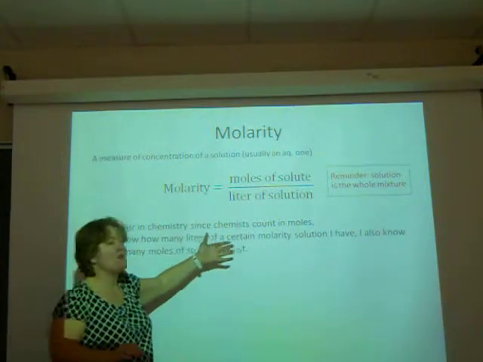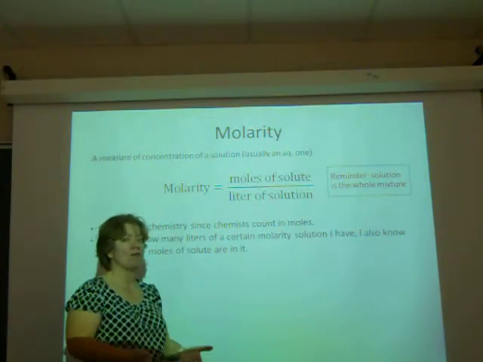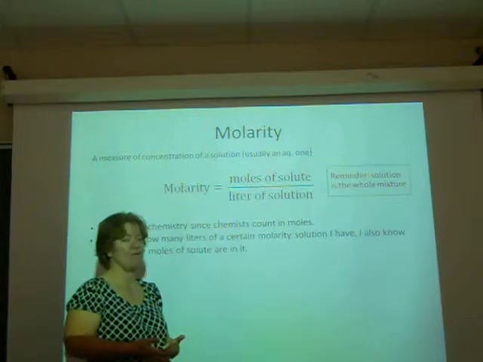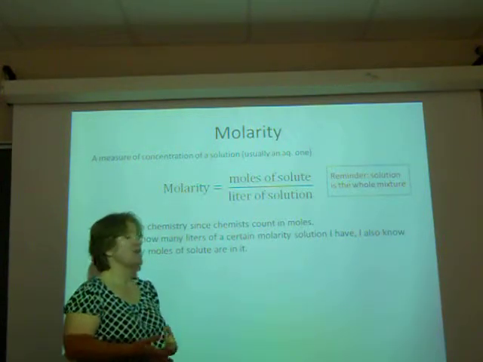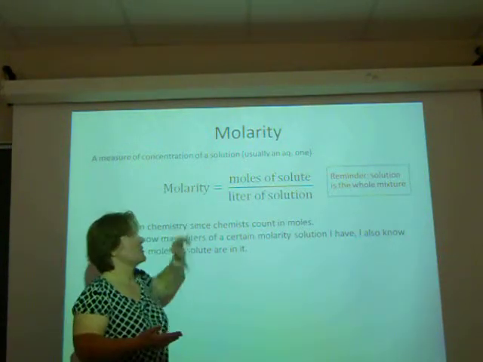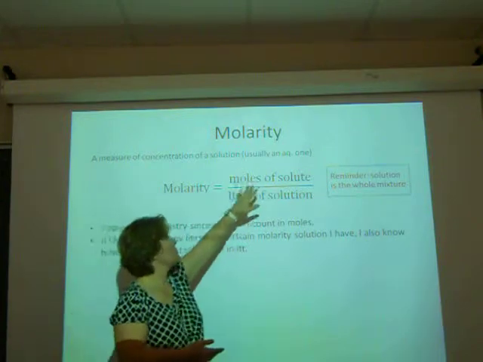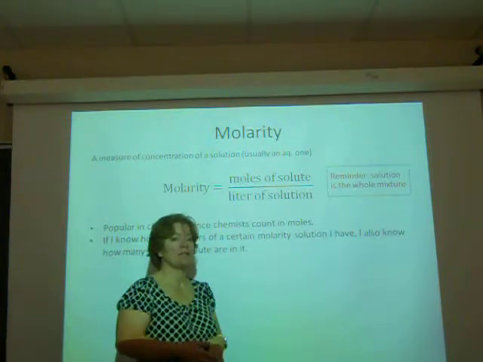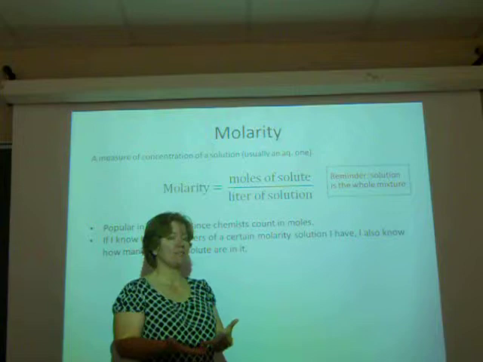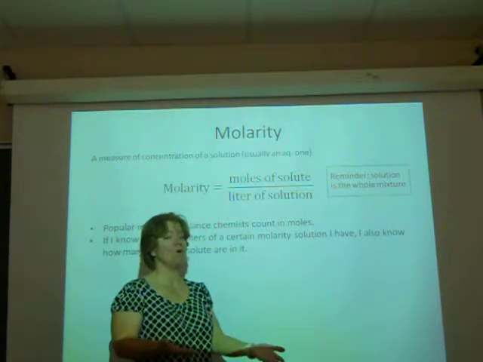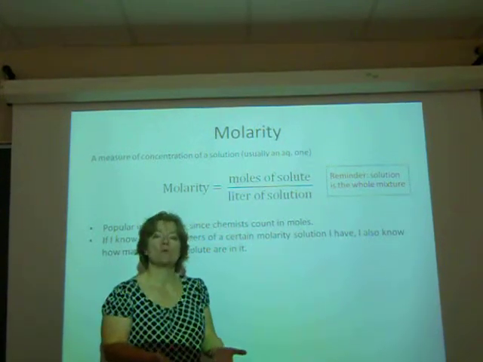If we know how many liters, and we know the molarity of the solution, I know how many moles I have. So let's say I had a 3 molarity solution. That means 3 moles of solute for every liter of solution. If I had 5 liters, and each liter had 3 moles, then I have 15 moles total of solute.